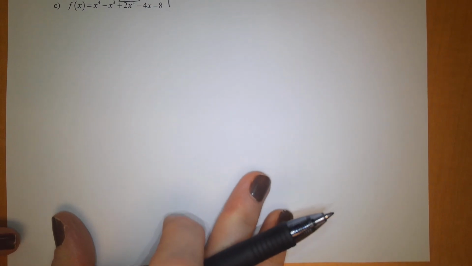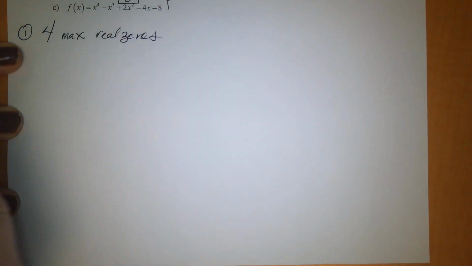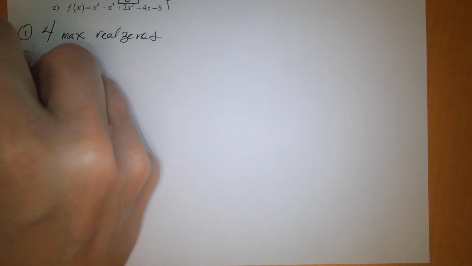One more. Here we've got a polynomial. This time it's to the 4th degree. So since it's to the 4th degree, I might have up to 4 maximum real zeros. So I might have an additional real 0 than the last 2 examples.